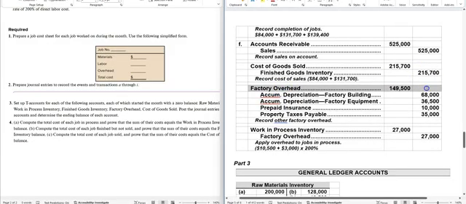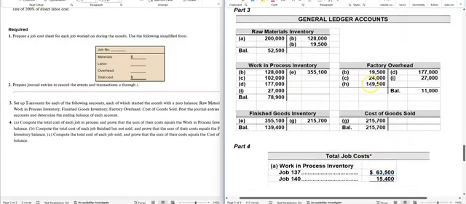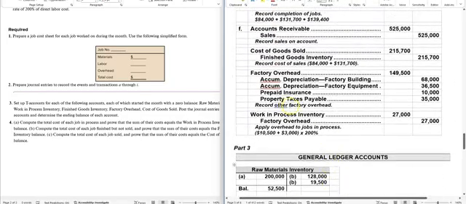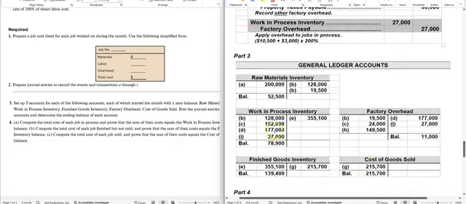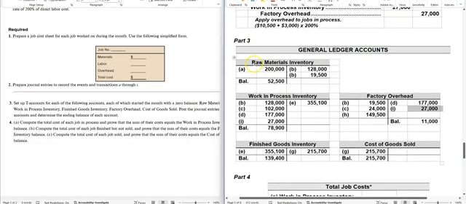Debit cost of goods sold, credit finished goods. Debit factory overhead, and we're not dealing with those accounts, so we're just debiting factory overhead. Okay. And then debit work in process, credit factory overhead. All right, so now what we're seeing in these T accounts is the effect of all of these things that we prepared journal entries for.